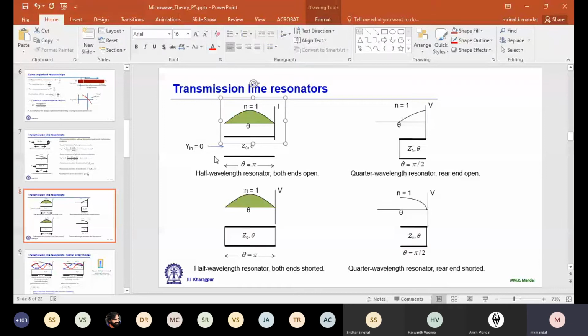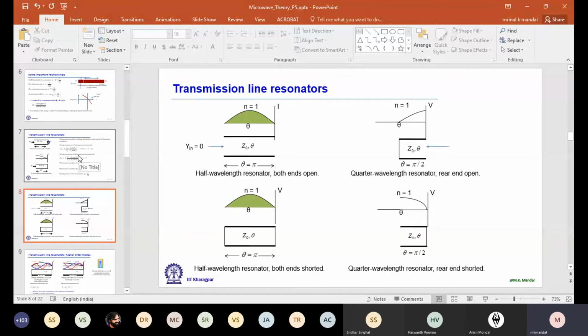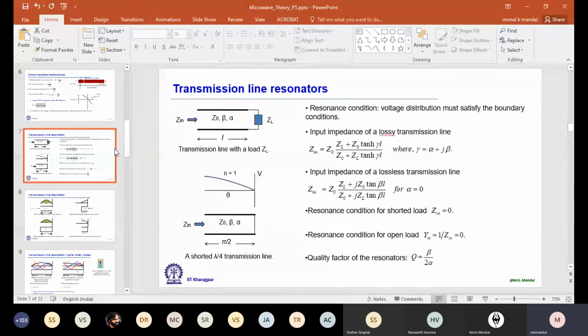Now what about this quarter wavelength? This side is shorted, so Z in is 0. Now if I look from here, right side into the resonator, voltage is maximum, current is 0. So again the same thing, Z in is infinite, Y in equal to 0. At low frequency in circuit theory, how did you find the resonant frequency? You put the imaginary part equal to 0, and from that you found an expression for resonant frequency, right?